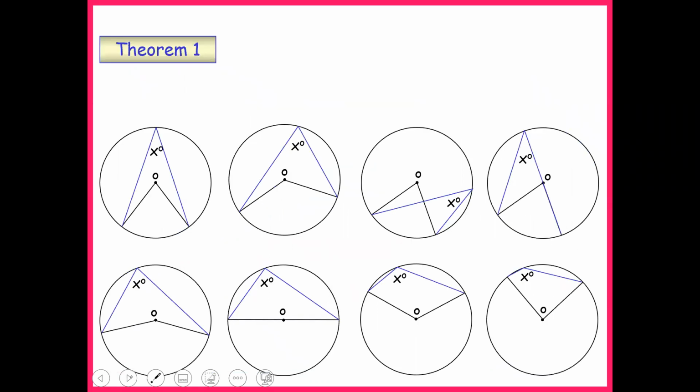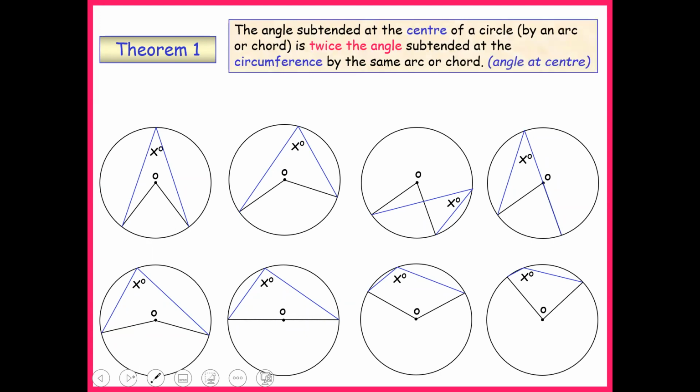All right, we look at the first theorem, theorem 1. Now, there's no such thing as theorem 1, 2. I'm just giving it a number just to keep track. The theorem states that the angle subtended at the center of a circle is twice the angle subtended at the circumference. And you know this as angle at the center. All the theorem is telling us is that when you have an angle at the center, that angle will be twice the angle at the circumference.